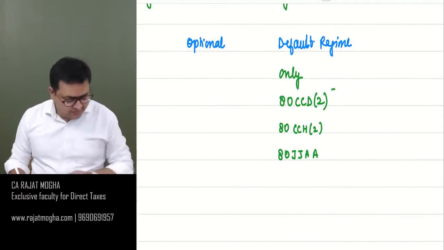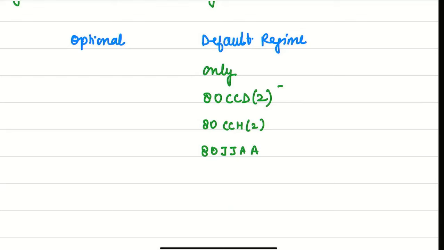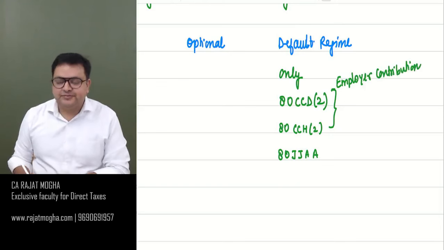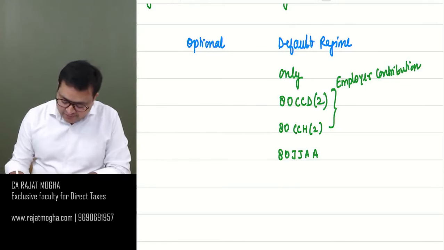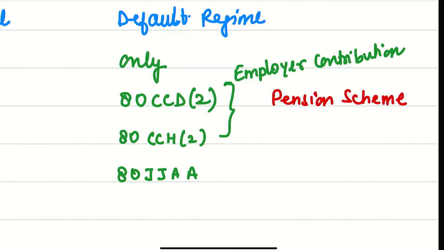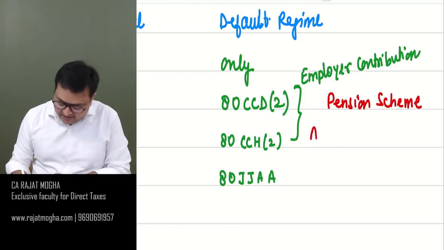80CCD2 and in fact 80CCH2, they both are related to employer contribution. I will be explaining both of these sections today. The first one is related to the pension scheme, and the second one is related to the Agniveer Corpus Fund, or we can say Agniveer Fund.